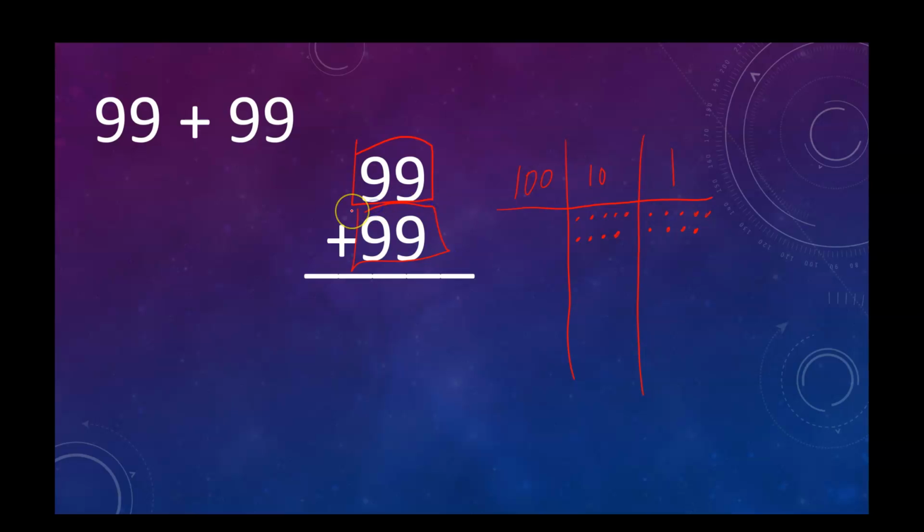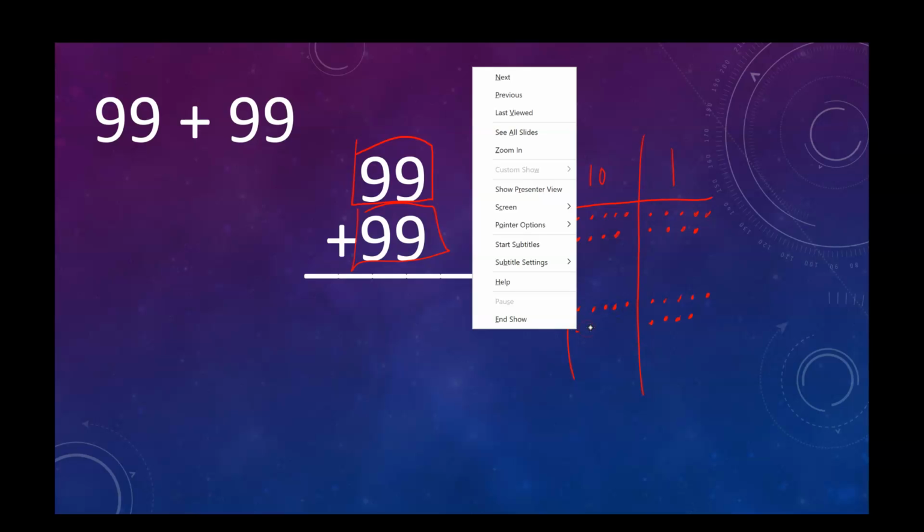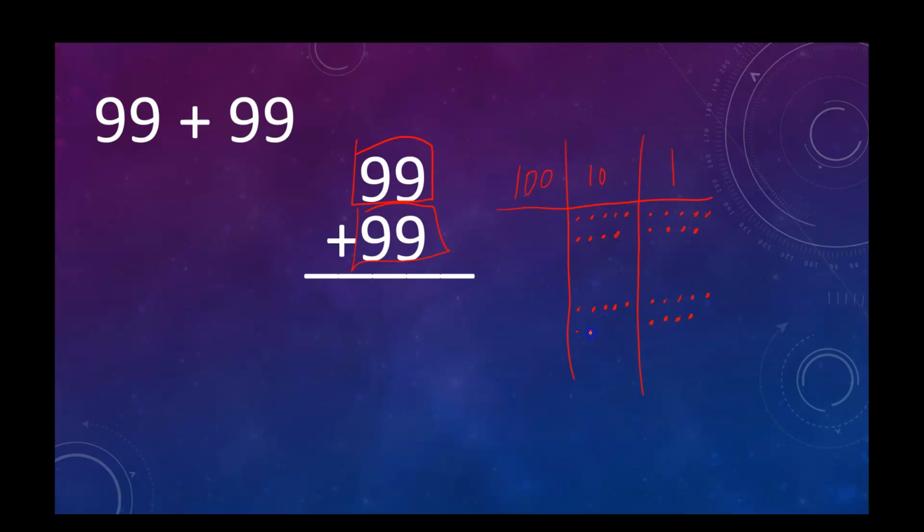The bottom is the same number. So let's put 9 in the ones. 1, 2, 3, 4, 5, 6, 7, 8, 9, and 9 in the tens. 1, 2, 3, 4, 5, 6, 7, 8, 9. Whoops, this one disappeared. Let me write that again. There we go. Okay, so let's check and see if we can bundle any of these.